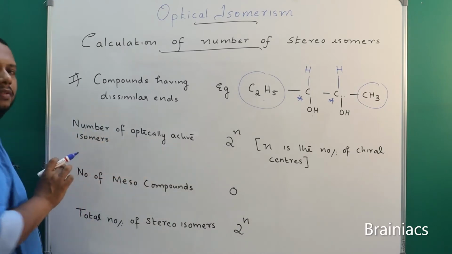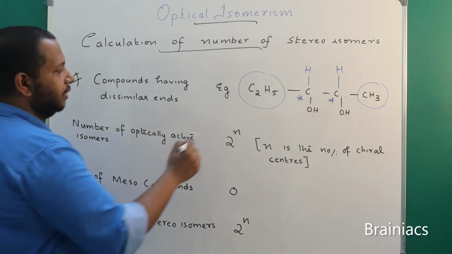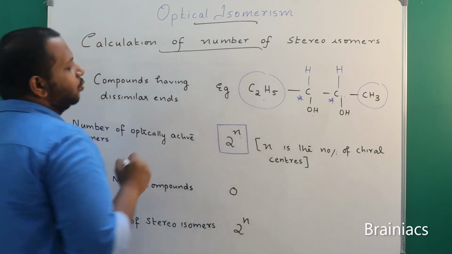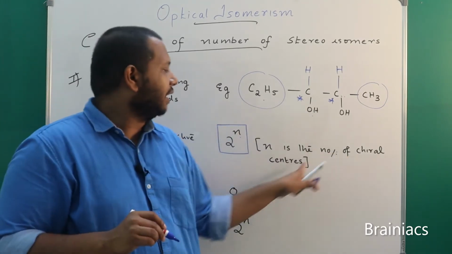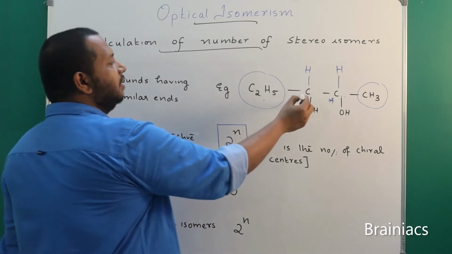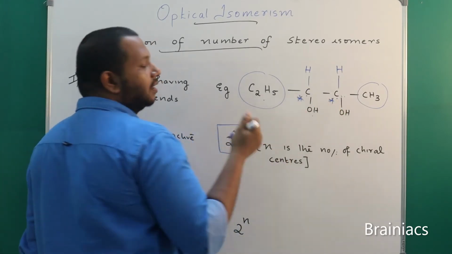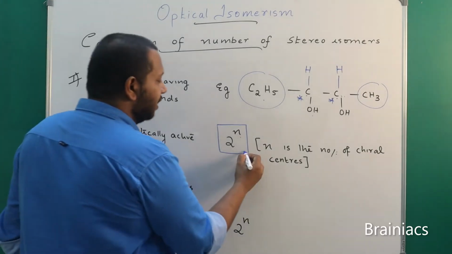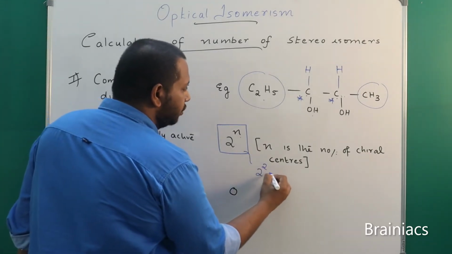In this case, if the compound is like this, then how will you calculate the number of optically active isomers? The number of optically active isomers will be equal to 2 raised to n. Here n indicates the number of chiral centers. In this example you can see this is one center, this is another center, so the number of chiral centers is 2. So the answer is 2 power 2, that is equal to 4.